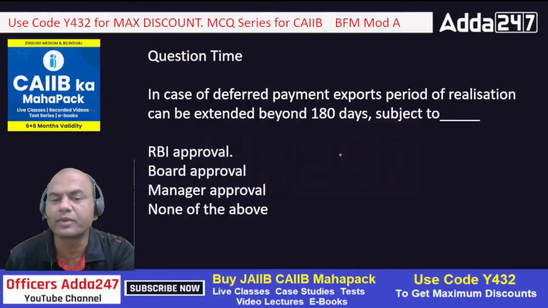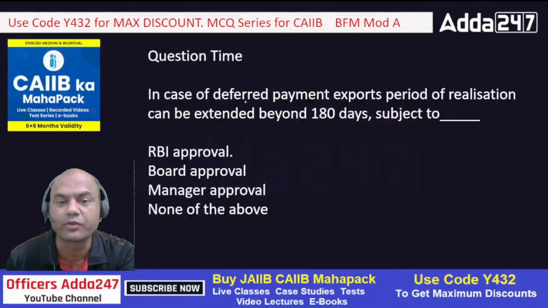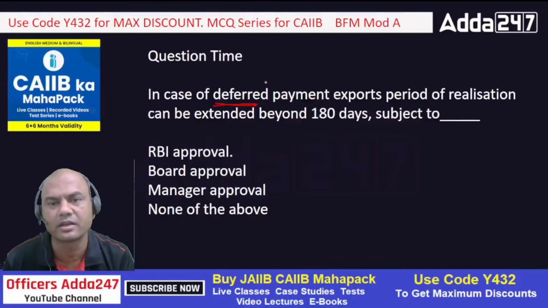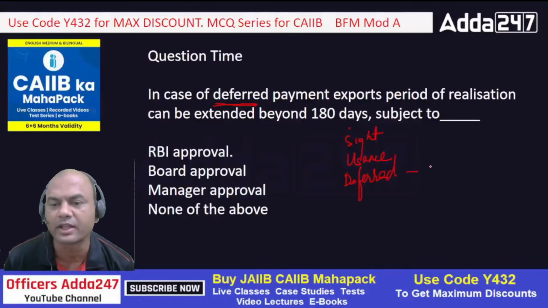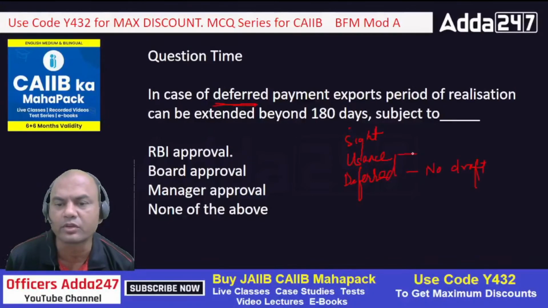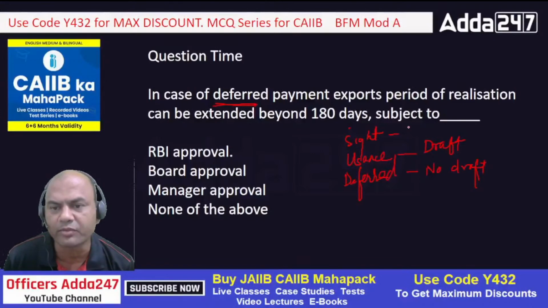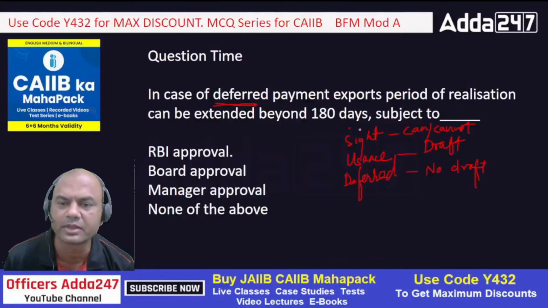Means what? If I have done the exports, now this is deferred payments. There are 3 types of payments in export finance basically. One is sight, second is usance, and third is deferred. Deferred means on happening of an event. Always remember, in deferred there is no draft. In usance there is always a draft. In sight there can be a draft or cannot be, both the things are available in sight.